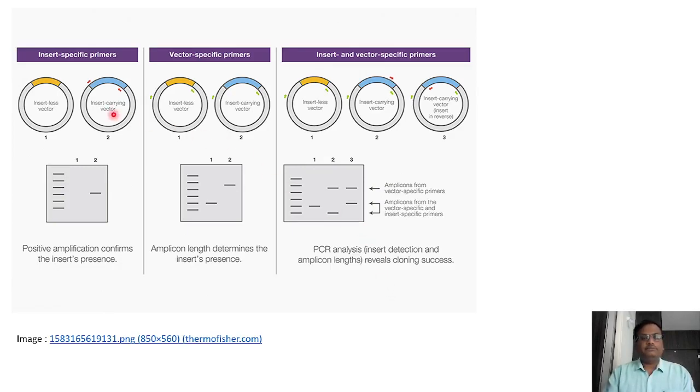Here, the same thing I can explain with the picture. So this is a vector where the DNA of our interest is not there. This is not a recombinant, and here the gene is present. So this is a recombinant DNA. Positive amplification confirms the insert's presence.